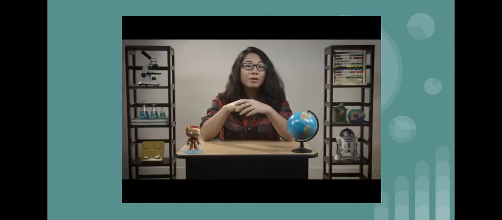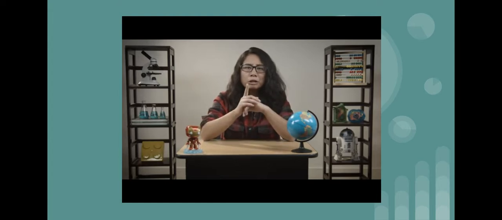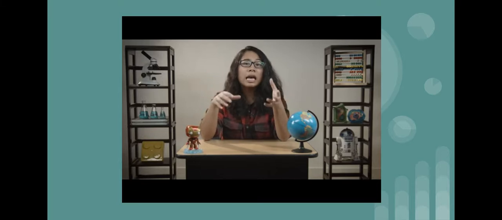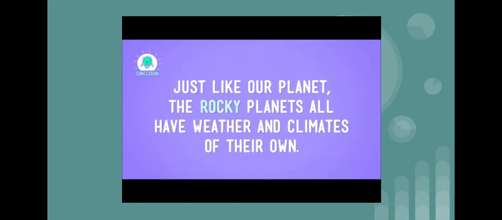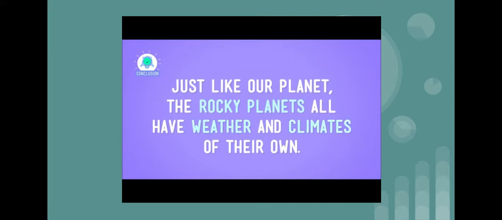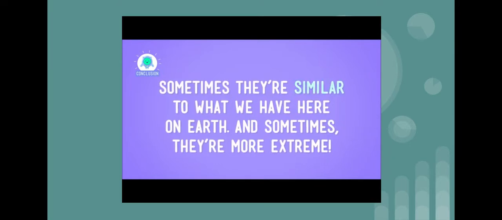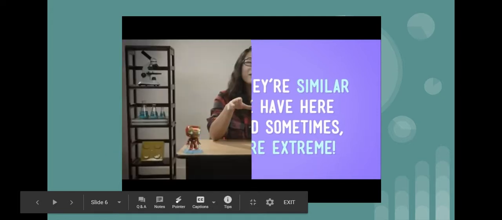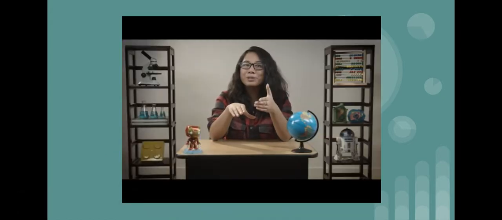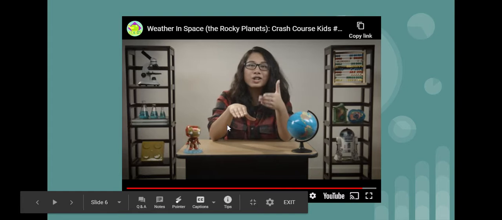And now you know what to pack if you ever have to take a trip to Mercury, Venus, or Mars. You gotta prepare for extreme swings in temperature on Mercury, face meltingly hot heat on Venus, and nasty planet-wide dust storms on Mars. But just like our planet, the rocky planets all have weather and climates of their own. Sometimes they're similar to what we have here on Earth, and sometimes they're more extreme. And speaking of extreme, check out our next episode to find out what the weather's like on gas giants.